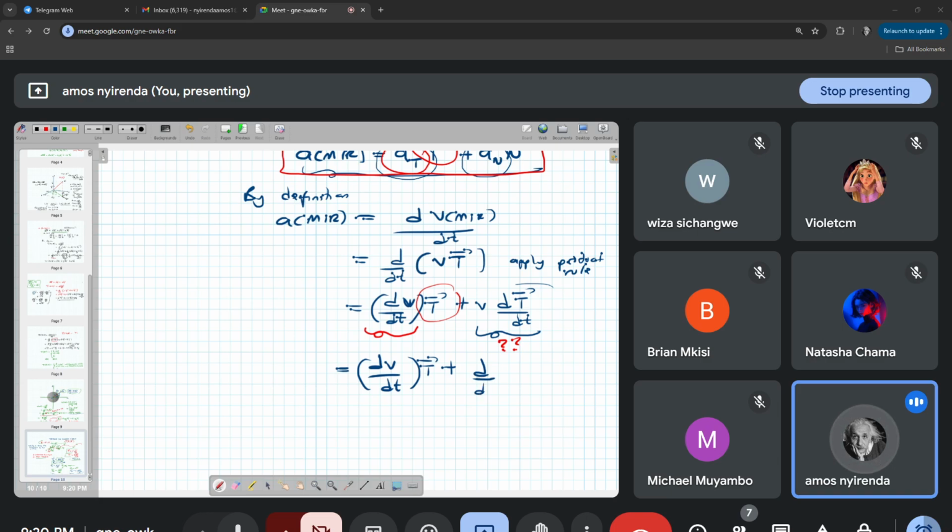Now, if you remember very well, the expression for t is dOM with respect to ds. If you remember very well, this is what we have.